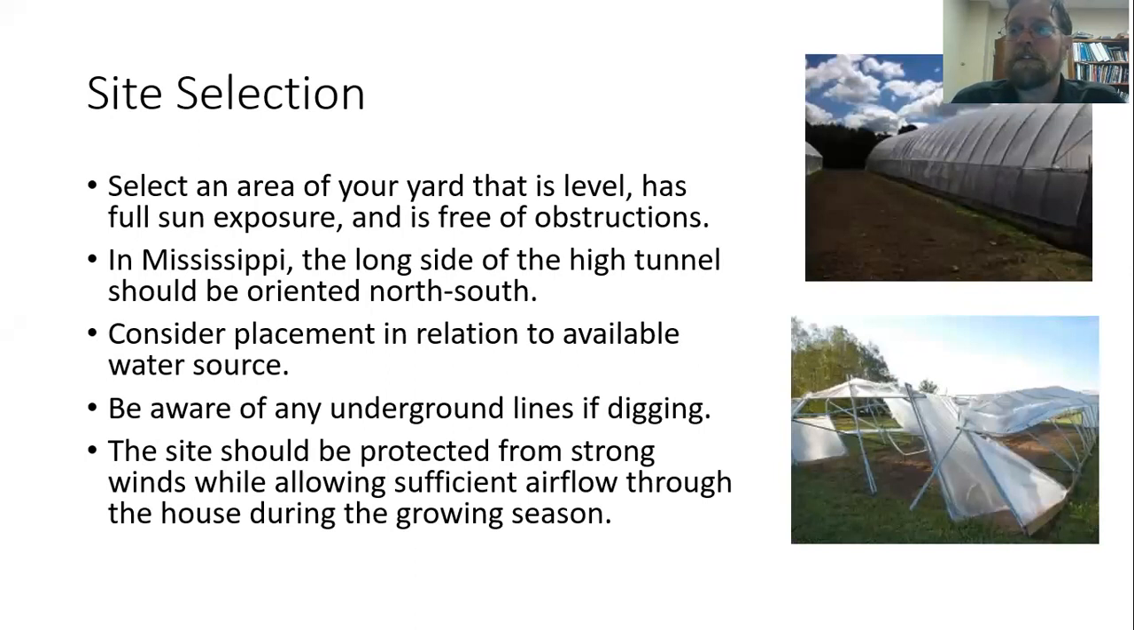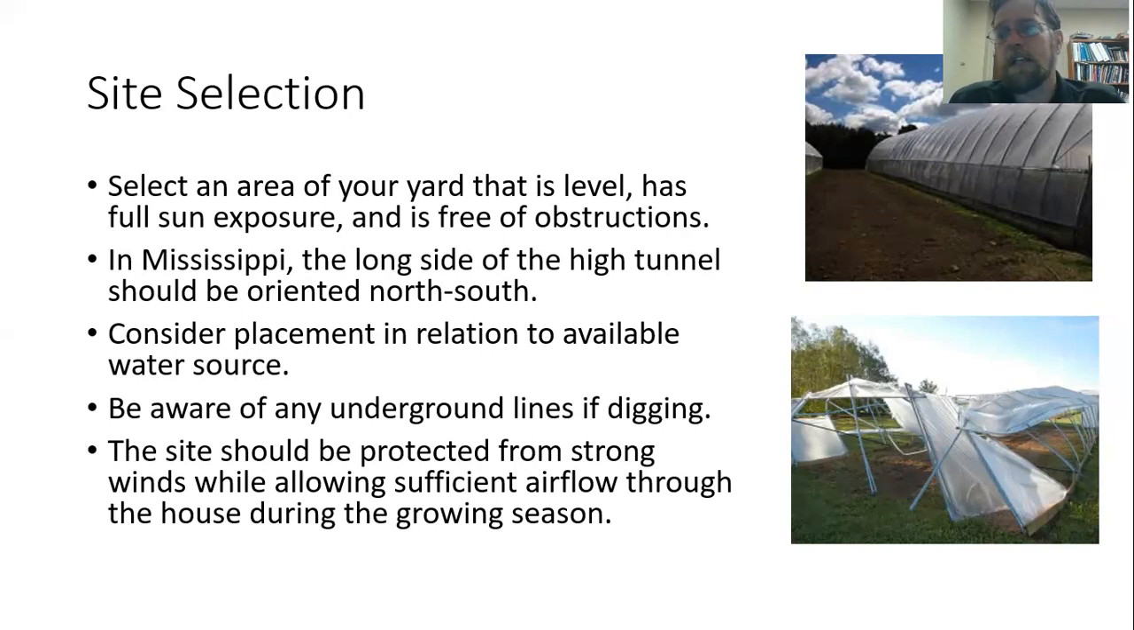It can be very important, the site that we select for our high tunnel. We do want to make sure that we have an area of our landscape that is level. It also has full sun exposure, and we want it to be free of any obstructions. Generally speaking, here in Mississippi, we do want to orient the long side of the high tunnel north to south. That serves for the best light interception. We also want to consider that placement in relation to any available water sources we have. We'll talk about irrigation in just a few moments, but we will need to make sure we have that water source available so we can deliver water out to our plants.